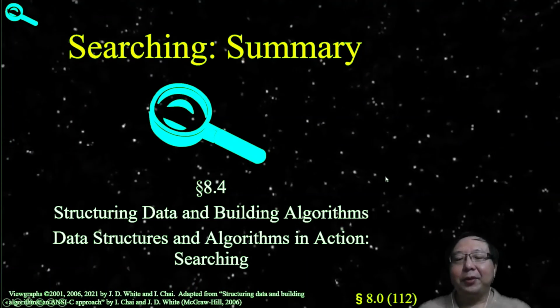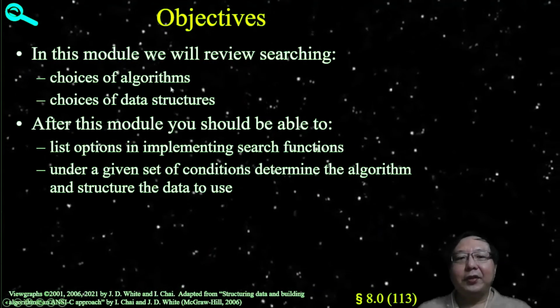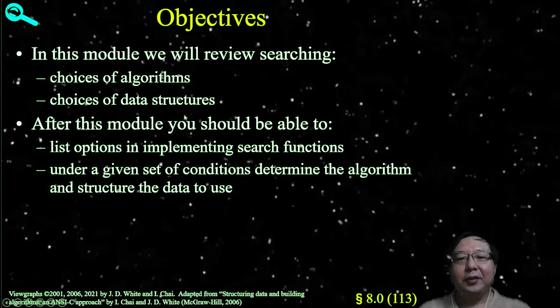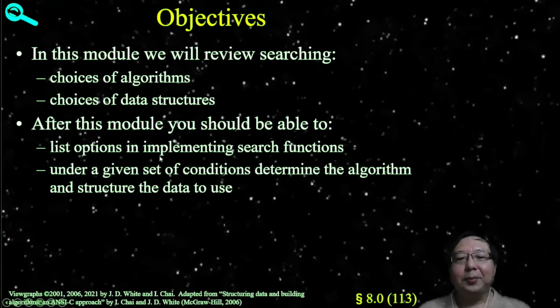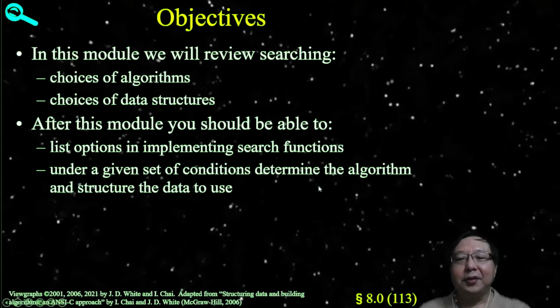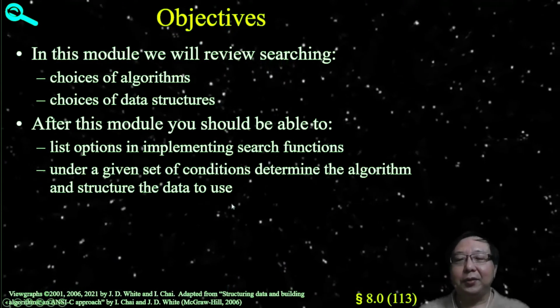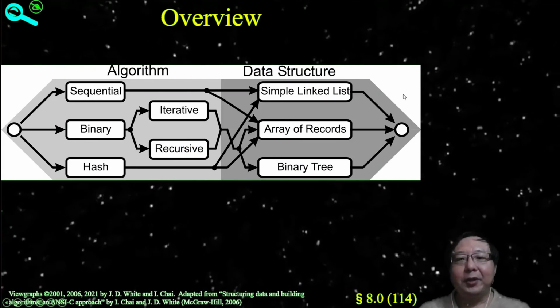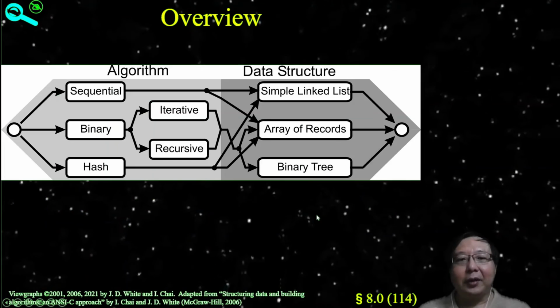Okay, so in summary, we have looked at the different choices of algorithms and the different choices of data structures. And so now we want you to be able to list the options in implementing search functions, and under a given set of conditions, determine the algorithm and data structure to use. So remember this diagram from the beginning of our lecture.